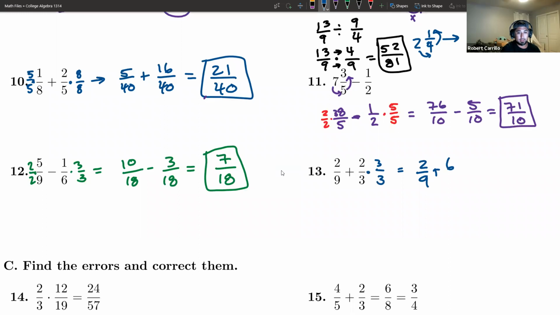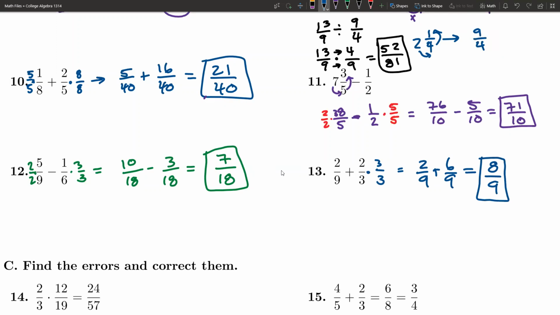2/9 plus 6/9 gives us 8/9. There you go. All right. Any questions on those four: 10, 11, 12, or 13?